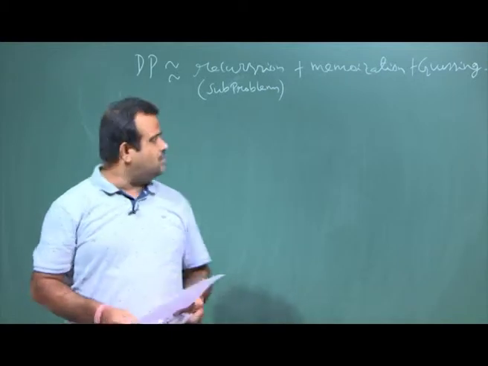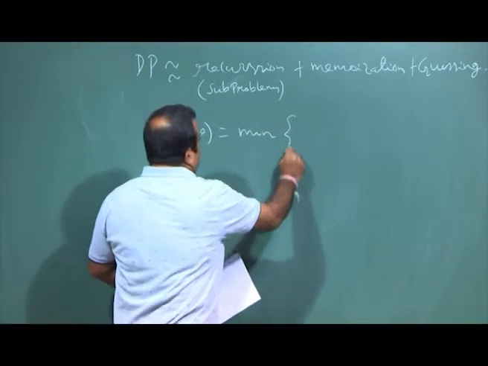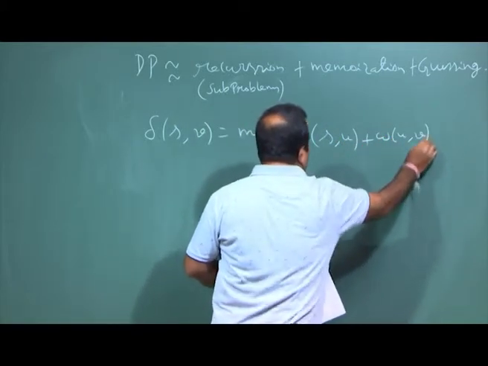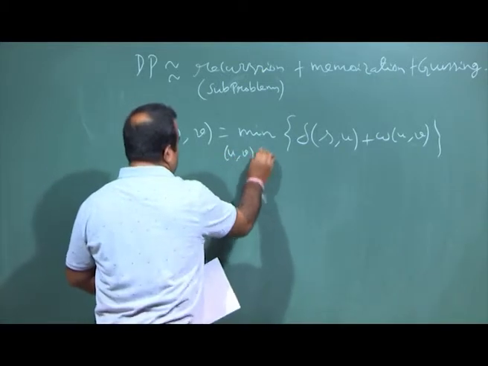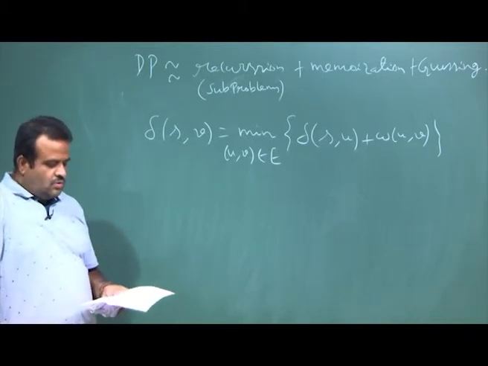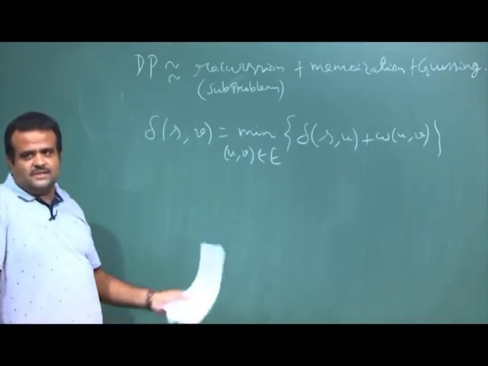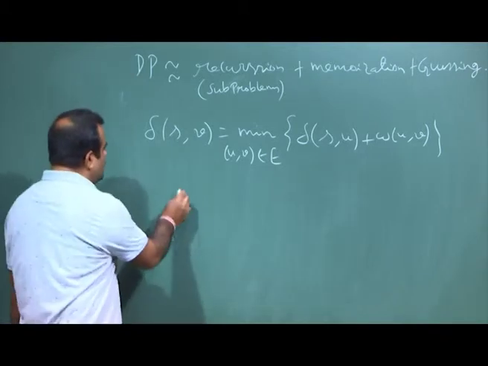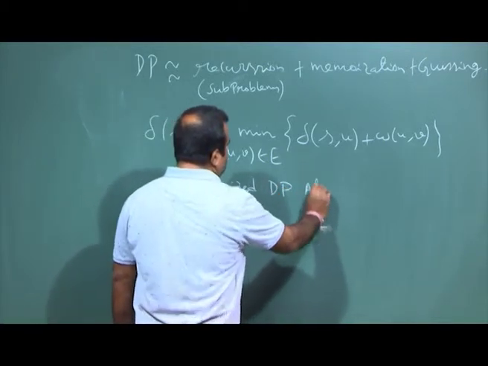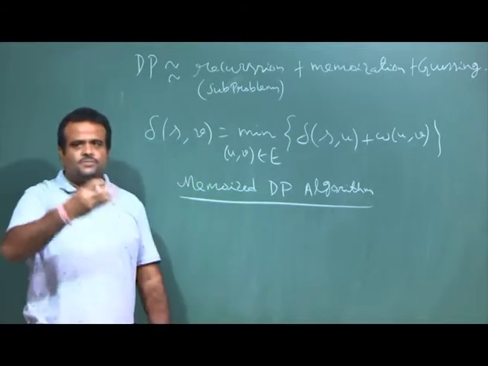So, now what is delta of s comma v? Delta of s comma v is the minimum of delta of s comma u plus w of u comma v, where u v belongs to E. This is the recursive formula. So, this is the naive approach, the exponential time approach. So, we want to use the memoized DP algorithm for this. That will reduce this from exponential to polynomial.